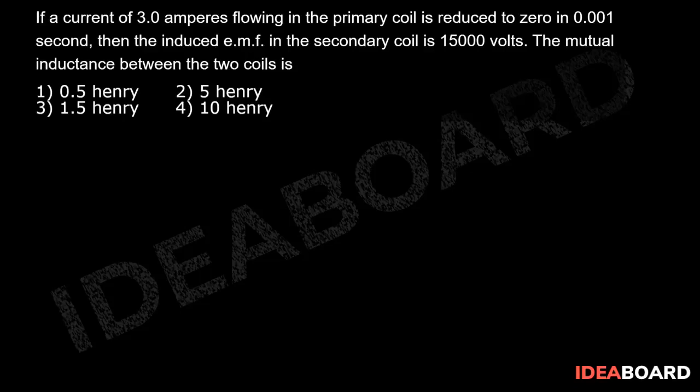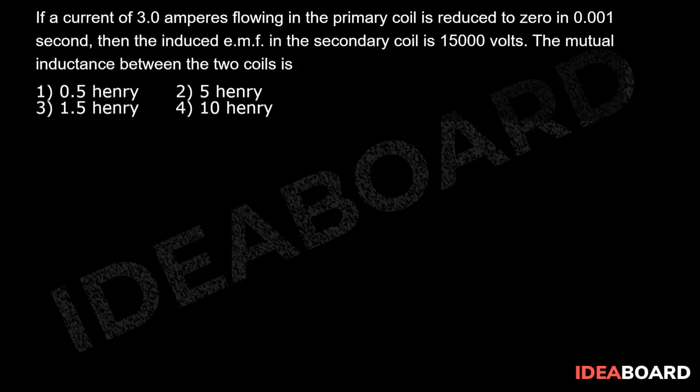If a current of 3 amperes flowing in the primary coil is reduced to 0 in 0.01 seconds, the induced EMF in the secondary coil is 15,000 volts. The mutual inductance between the coils is.